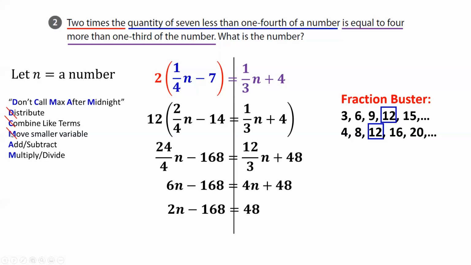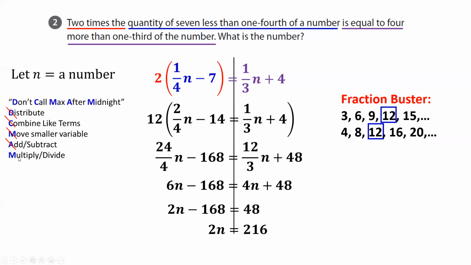The third step is now done. I'm now going to do my adding and subtracting. Well, I have a subtraction of 168, so I'm going to do the opposite. I'm going to add 168 to both sides. And 48 plus 168 gives me 216. The fourth step is now done.